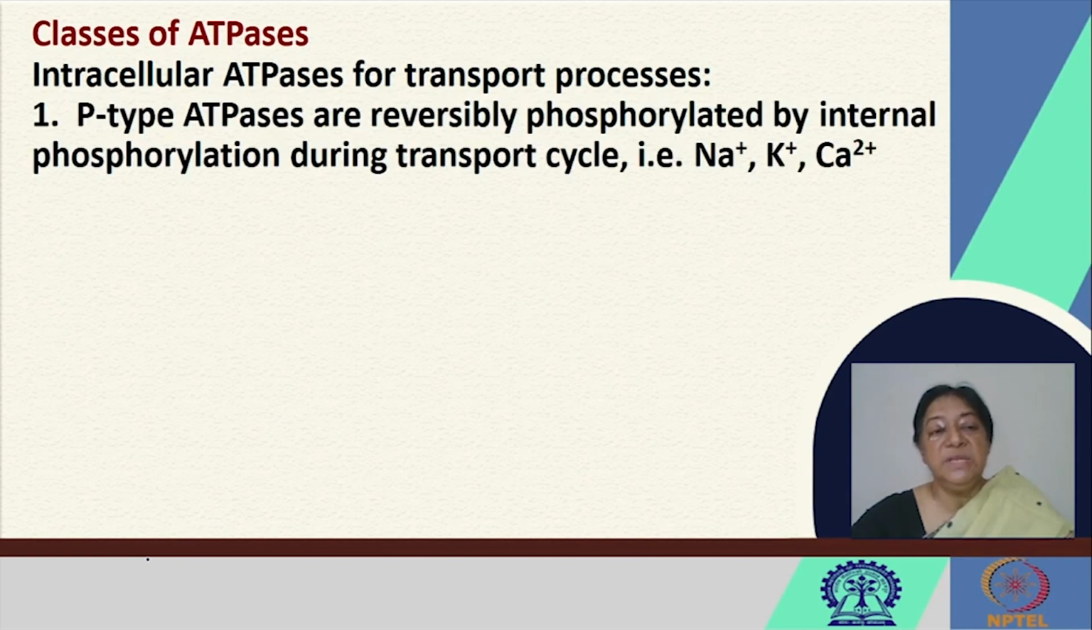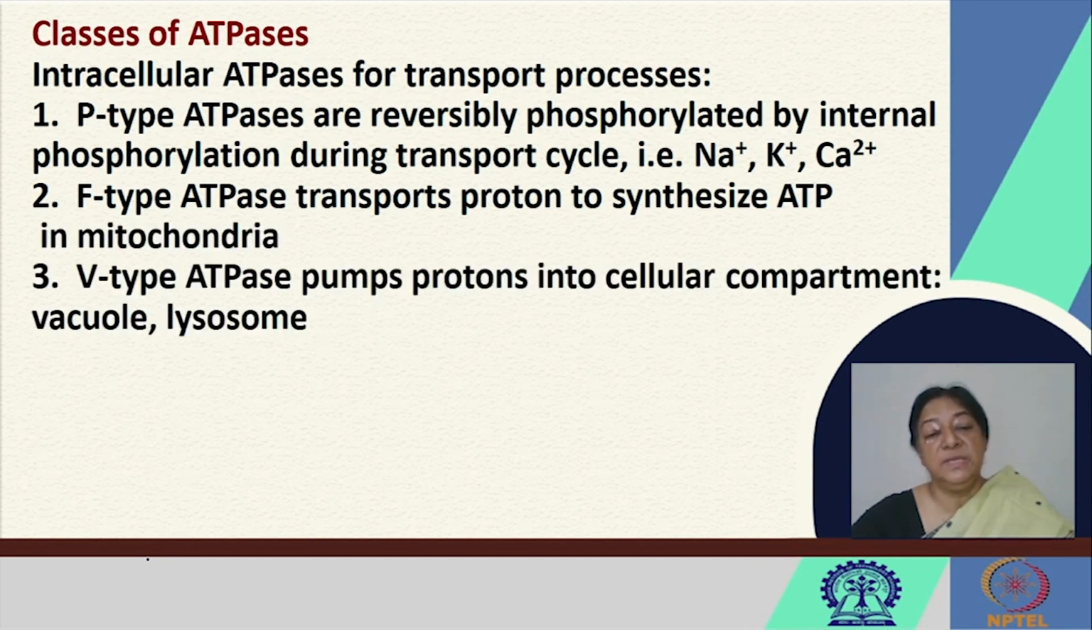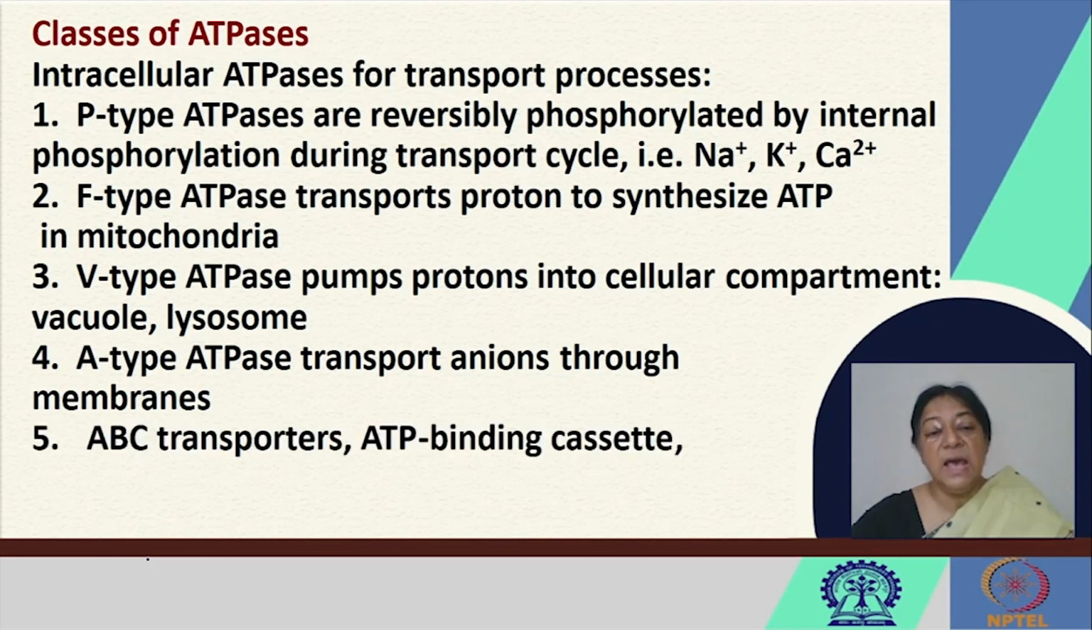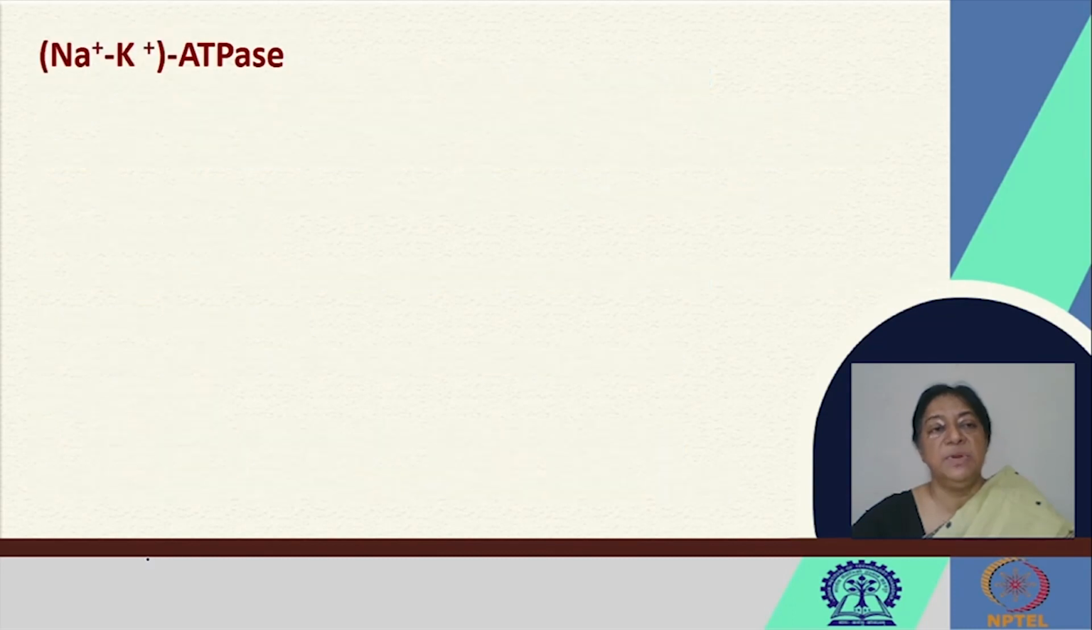For example, P-type ATPases are reversibly phosphorylated by internal phosphorylation during the transport cycle of, say, potassium, sodium, or calcium. The F-type transport protons in mitochondria. The V-type ATPase pumps protons into the cellular compartment. Then we have the A-type that transports anions, and the ABC transporter types, that are ATP binding cassettes as they are called, that transport ions and small molecules, lipids and drugs across the membranes.